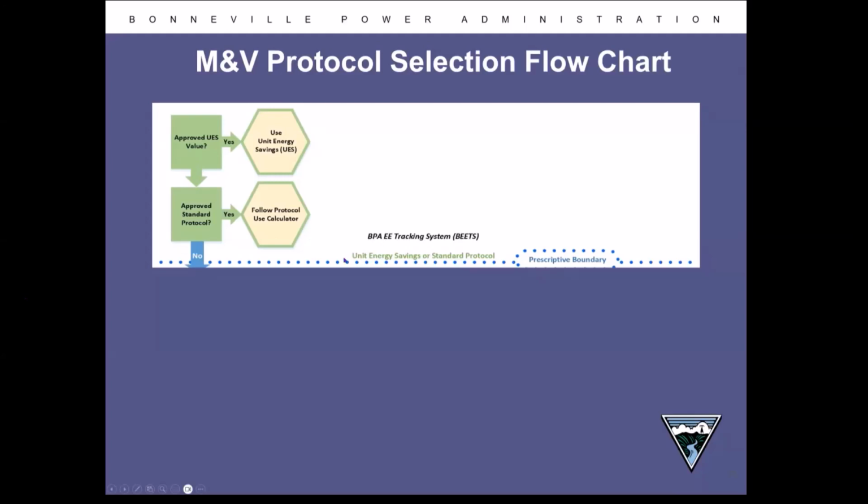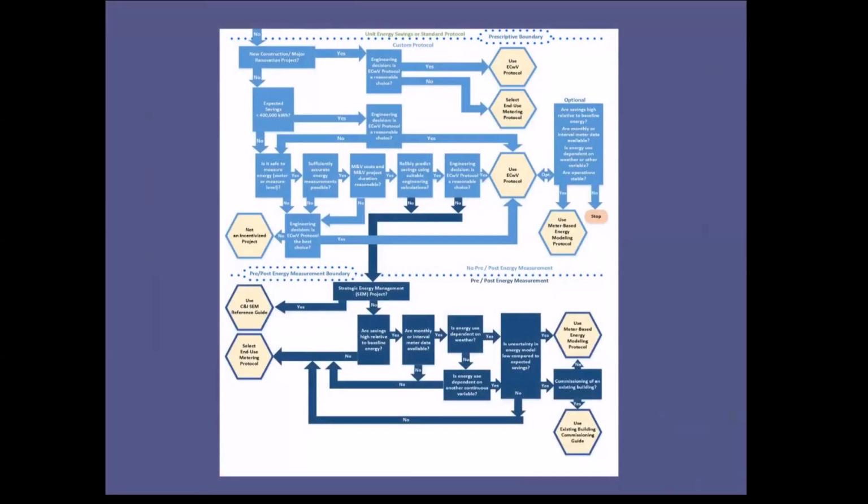So as you move out of this category, you move to the custom protocols, which do not require pre and post measurement. And then the very bottom section are the custom protocols, which require both pre and post energy measurements. These are fully IPMVP adherent approaches that are called for under some circumstances. So we're going to take a look a little bit more closely and walk through this new flowchart so that you can see these elements.